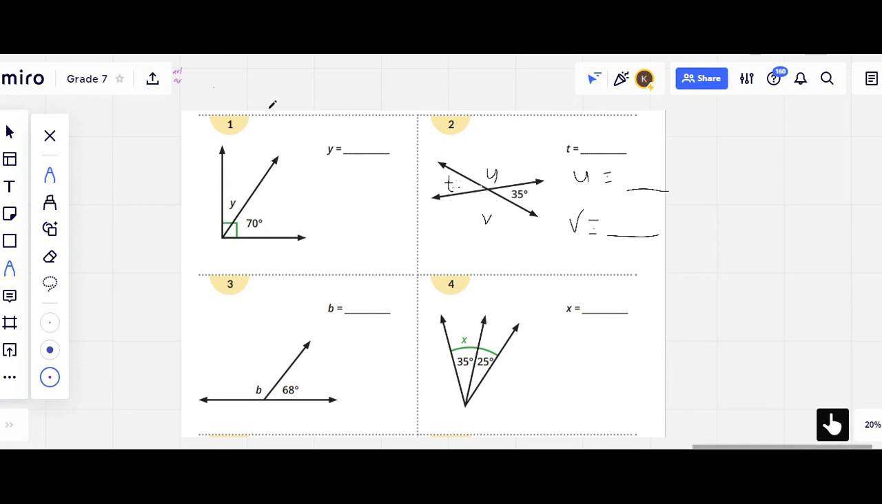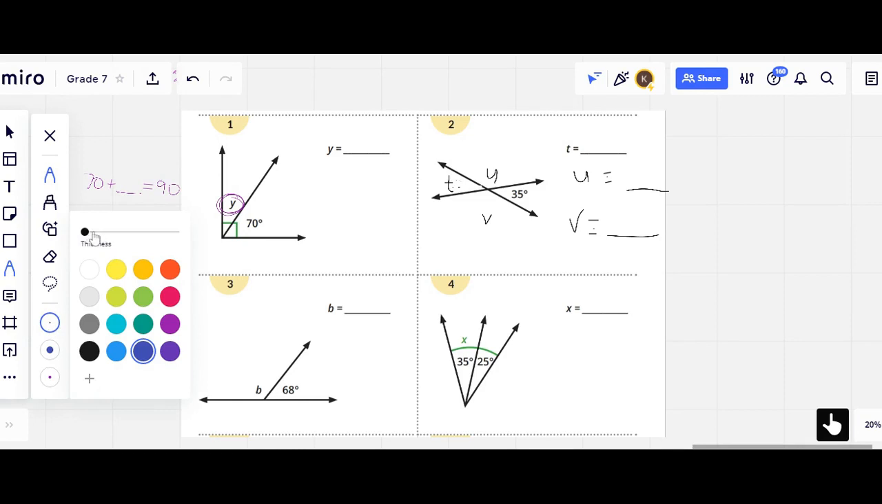So in this first one here, we have the right angle, which remember was a complementary angle. So if we know that this part is 70, we need to figure out how much this part is, what y is. Some of these you might just be able to do mentally, figuring out 70 plus something equals 90 because you know that a right angle is going to equal 90. So you might just look at that and say, oh, well, it's going to be 20. I just know that 70 plus 20 equals 90.